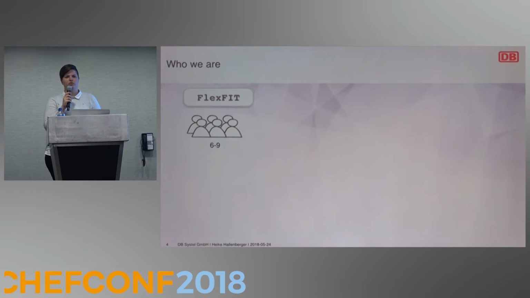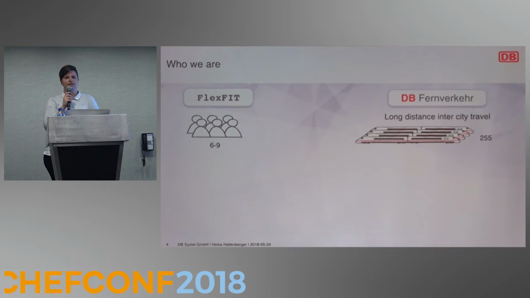A little bit about the project I work in. So we are called FlexFit. FlexFit means Flexible Vehicle IT. And we're around 6 to 9 people. Our customer is DB Fernverkehr. And Fernverkehr means long-distance intercity travel. So the DB Fernverkehr operates the high-speed trains we saw on the title slide. They operate 255 of these high-speed trains in Germany.